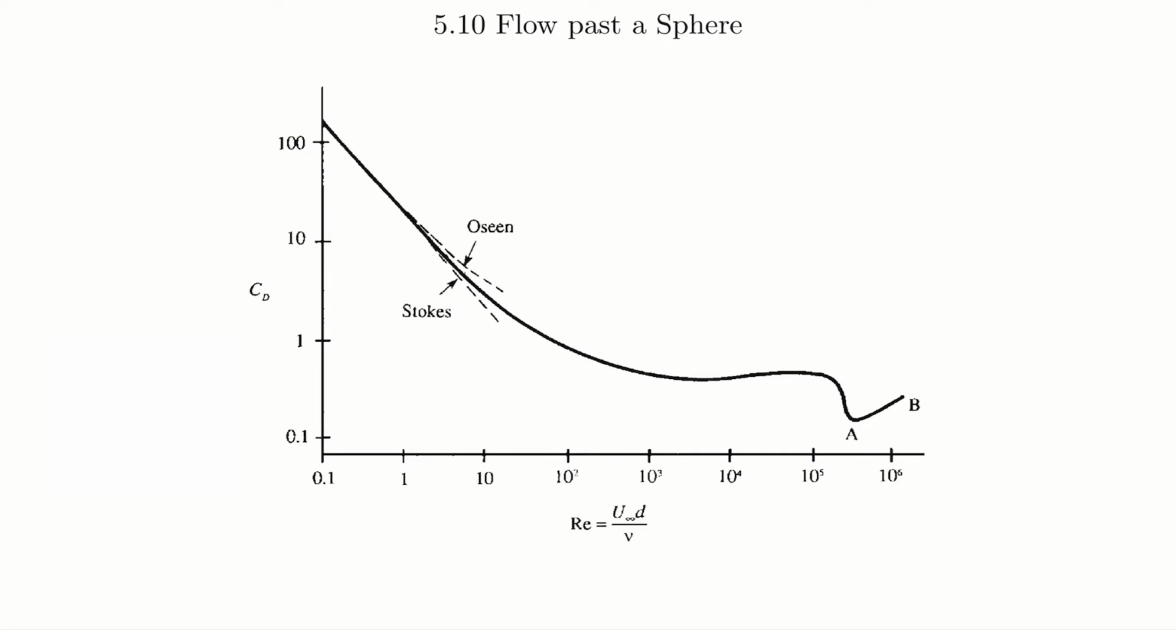This plot here shows a drag coefficient for a smooth sphere. We can see a similar behavior to what we saw for the circular cylinders in the previous section.